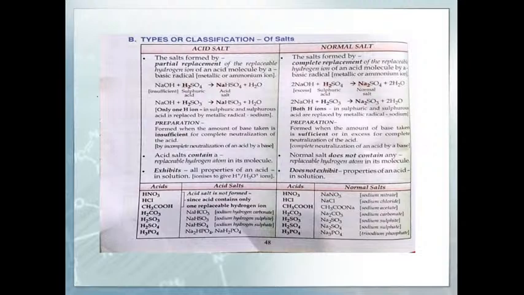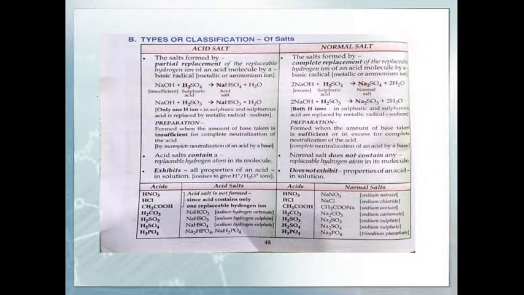Please remember, if it is a monobasic acid, since it can give only one H+ ion, it can always form a normal salt. So in the case of HNO3, HCl, CH3COOH or HCOOH, you will get a normal salt, because no hydrogen ion is left behind unreplaced, so they can form only normal salt.